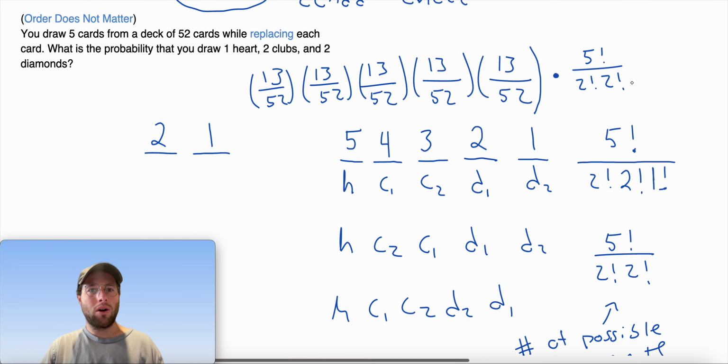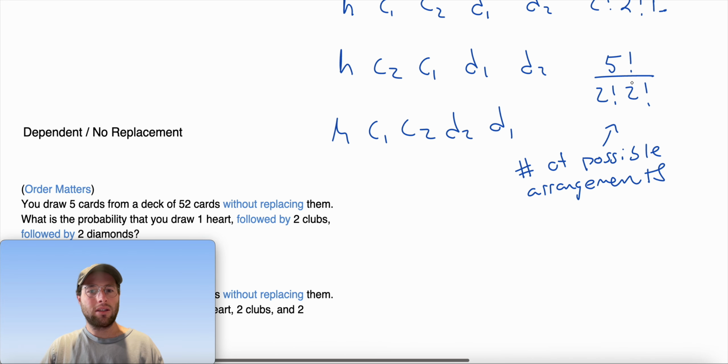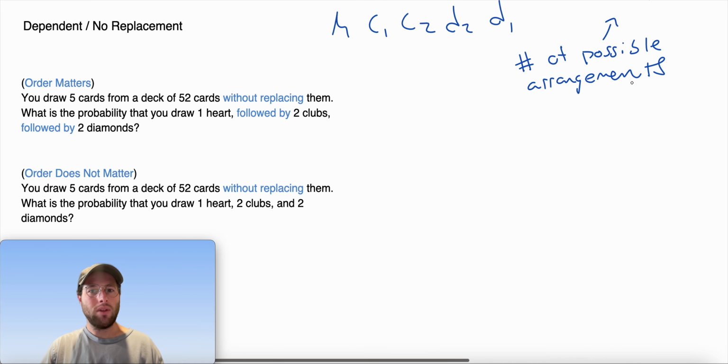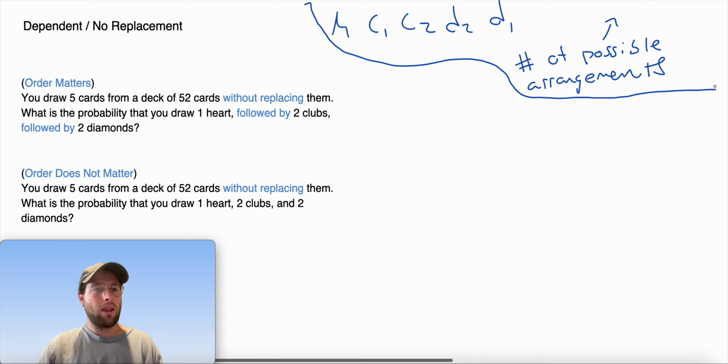And now let's go on to the next examples we have here. And I'm going to just draw this little line here so we can have a little separation. Okay, so now we're going to be talking about dependent events, and that's when there is no replacement. So in this first one, order matters. So you draw 5 cards from a deck of 52 cards without replacing them. What is the probability that you draw 1 heart followed by 2 clubs followed by 2 diamonds?